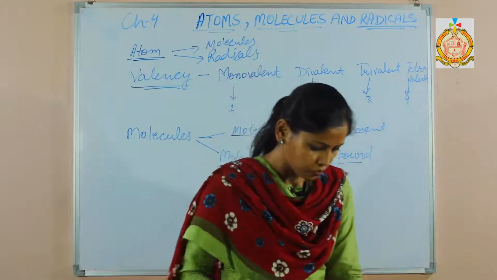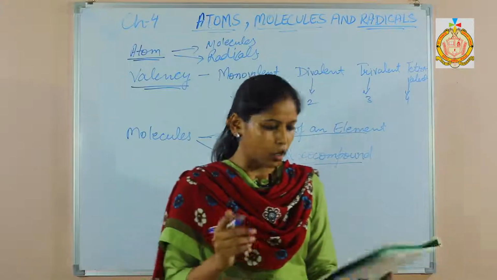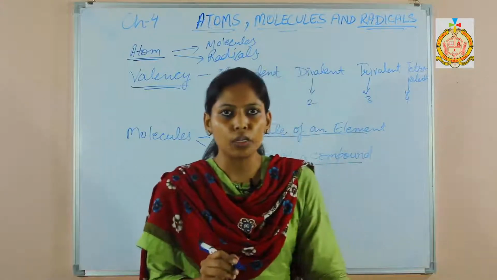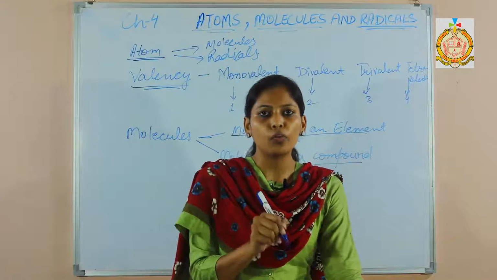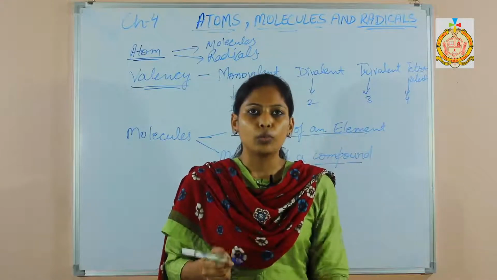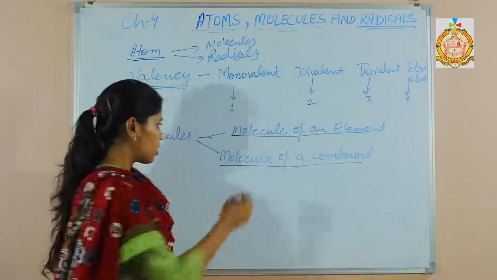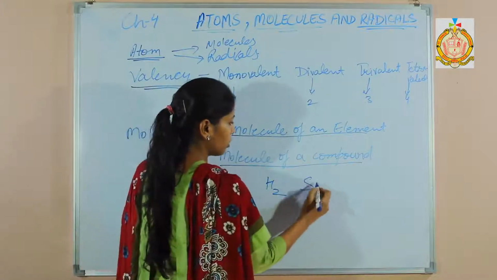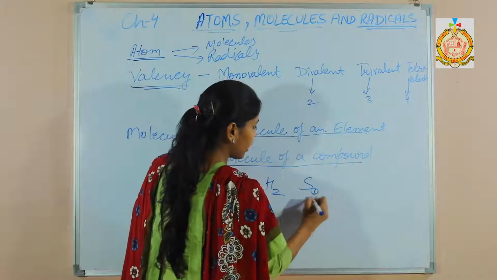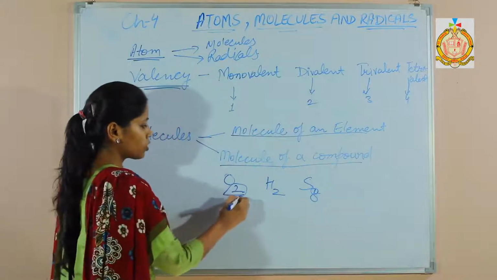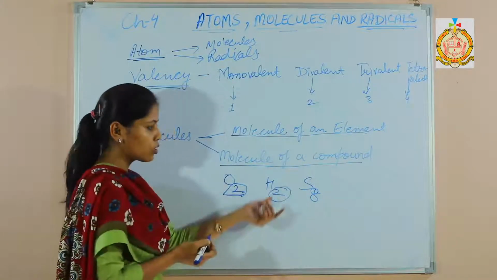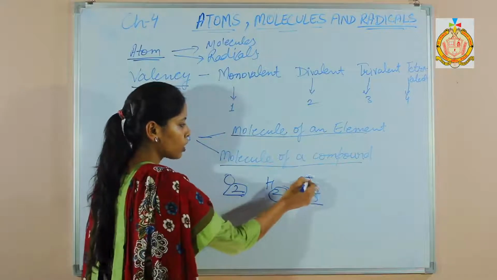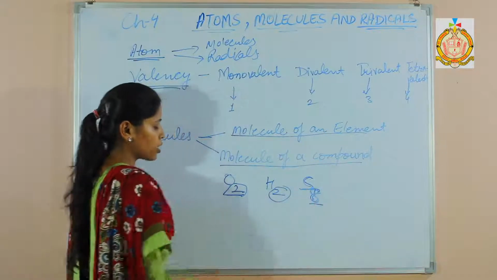Next one is atomicity. Atomicity is the number of atoms present in the molecule of an element or molecule of a compound. See, O2, H2, then S8. The atomicity of oxygen is 2, the atomicity of hydrogen is 2, and the atomicity of sulfur is 8, because 8 atoms are there.